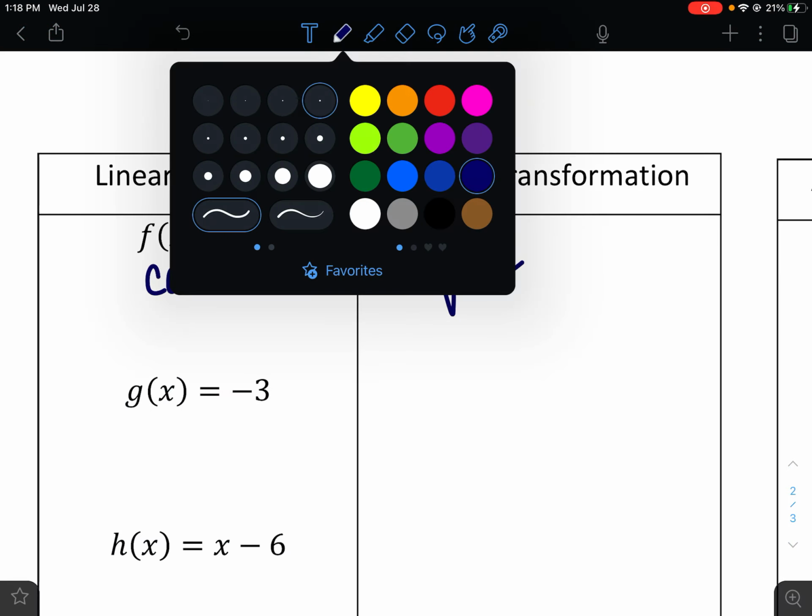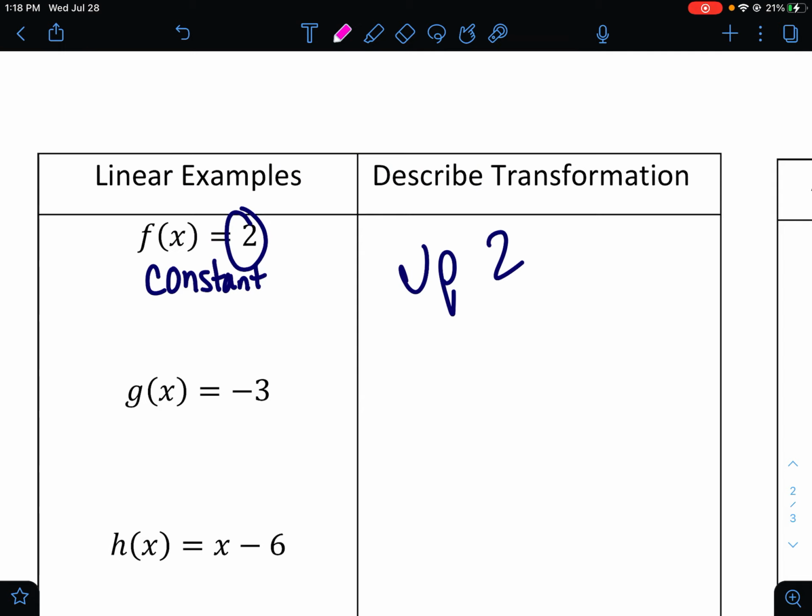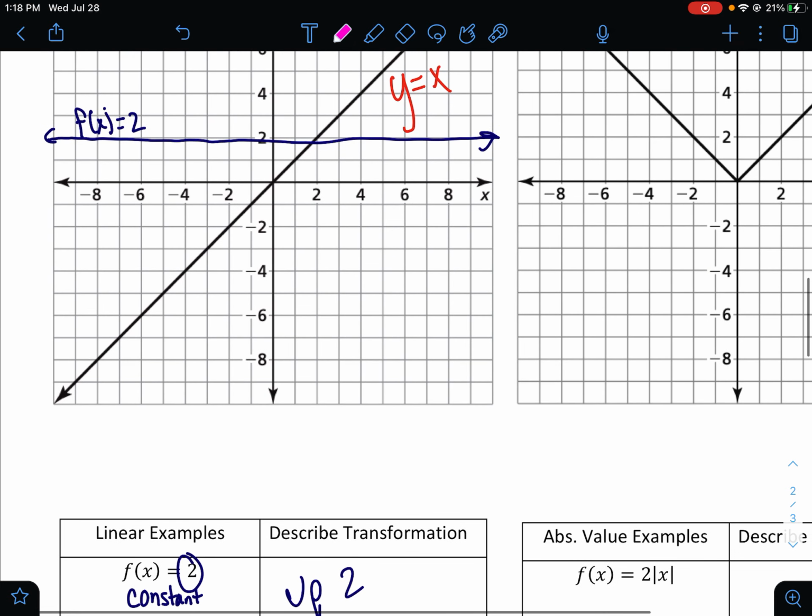So now let's look at a different one. Let's change colors here. This one here is a -3. Again, there's no x, so this one's going to be another constant. And since this one's -3, this would be simply down 3. And so this would look just like this. So f of x equals -3.